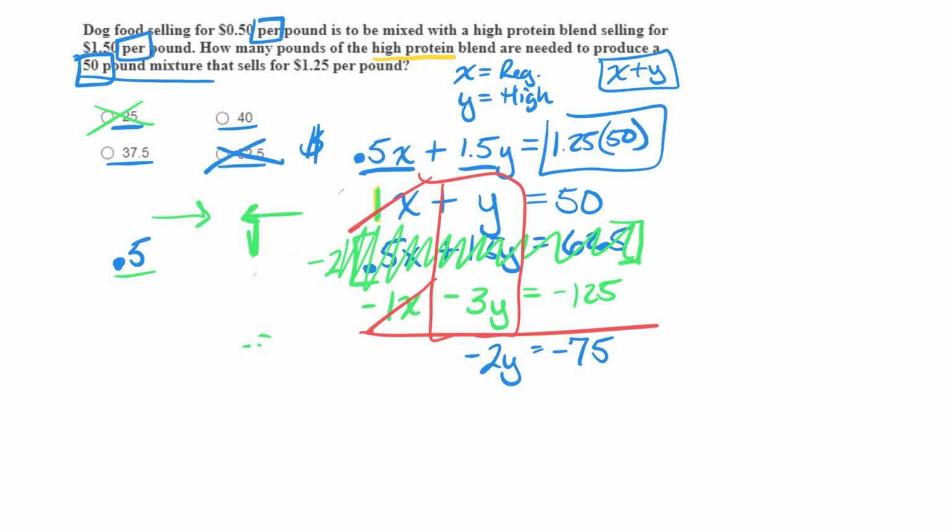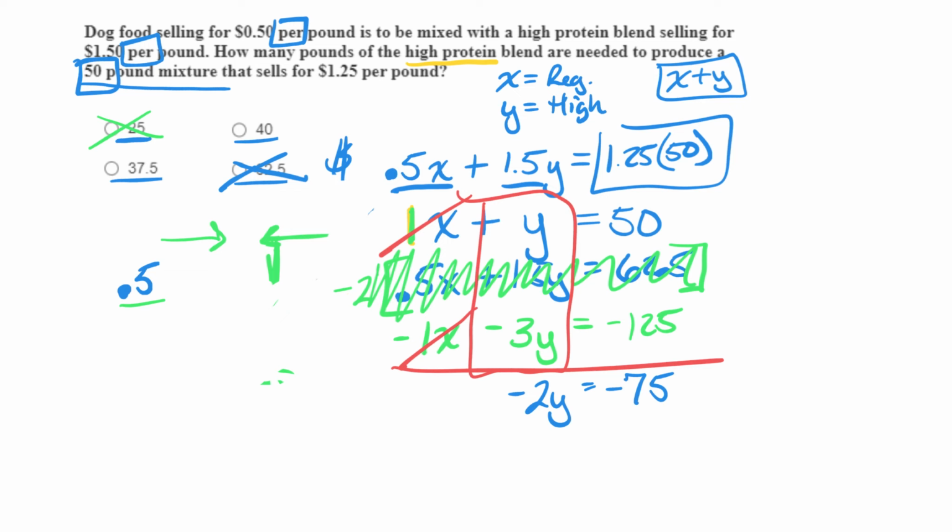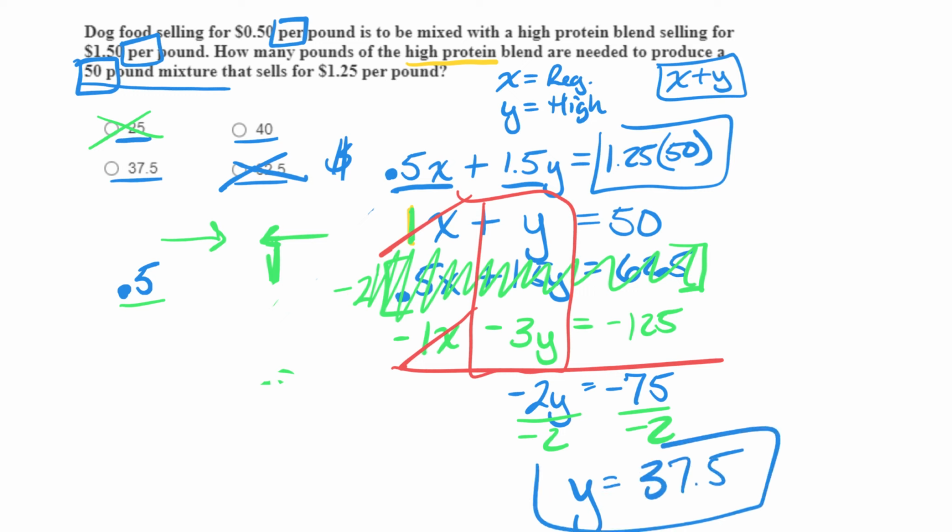Running out of space here. And then the last thing we need to do to get y by itself is divide by -2. Y would equal 37.5. I really think that this one probably would have gone faster if you just plugged in the values and saw. But this is the way we do it algebraically.